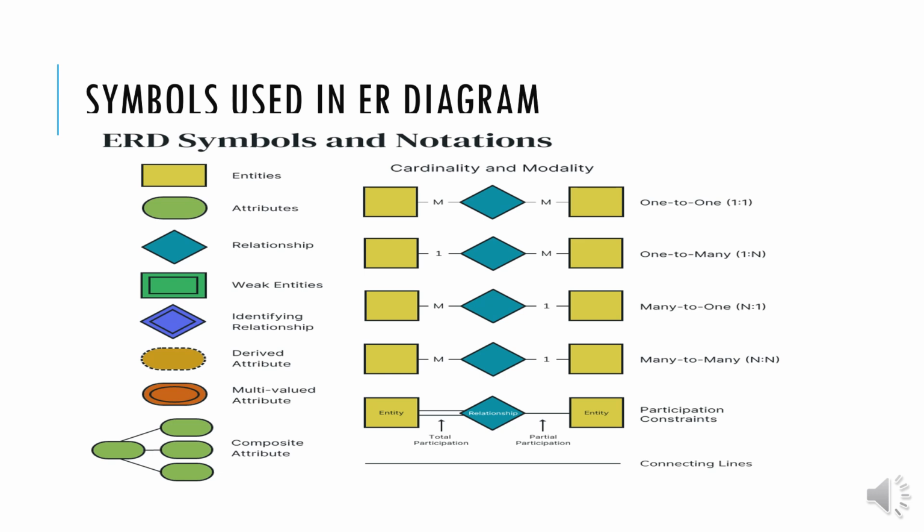For representing weak entities, we have a double rectangular box. For identifying the relationship between two entities, we have a double diamond box. For the derived attribute, we have a dotted ellipse. Multi-valued attributes can be represented by a double ellipse, and composite attributes can be represented as shown in the picture. The cardinality and modality notations can be defined in the given way.